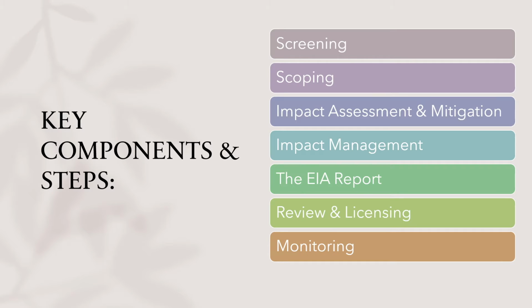And these are the key components and steps, going from screening, scoping, impact assessment and mitigation, impact management, the EIA report itself, review and licensing, and lastly, monitoring. For this final project, we will be mainly focusing on scoping, impact assessment and mitigation, as well as some other components such as the risk assessment, health risk assessment, as well as the EMP, which is the Environmental Management Plan.